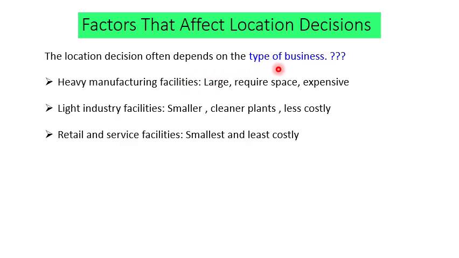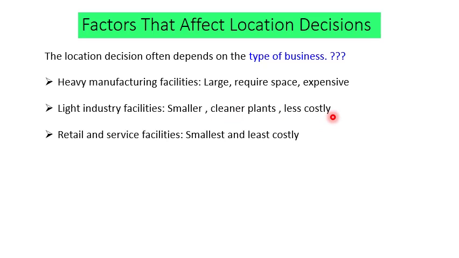The location decision often depends on the type of business. For example, heavy manufacturing facilities are large and require space and extensive investment. In this case, we need to locate close to the supplies, because the supplies may be large in quantity, so it requires a high amount of transport costs. So we need to be in a rural area rather than an urban area in order to get sufficient space for our facilities. Light industry facilities are smaller, cleaner plants, and less costly.